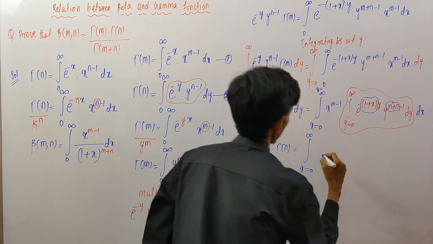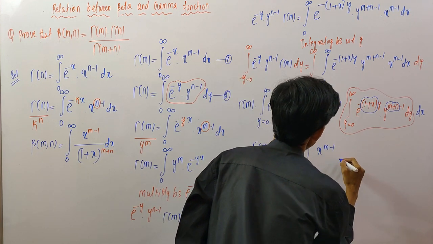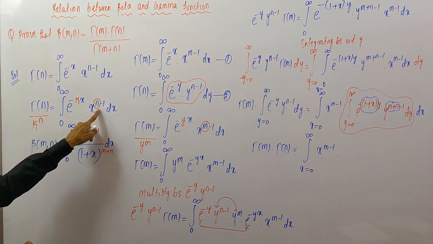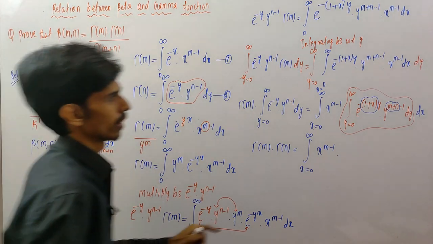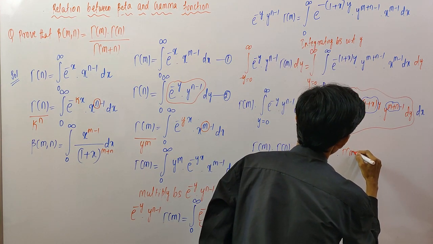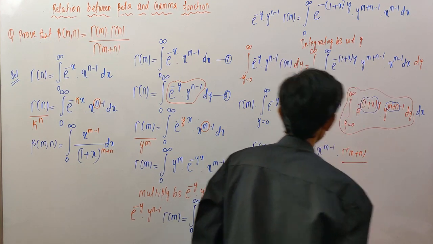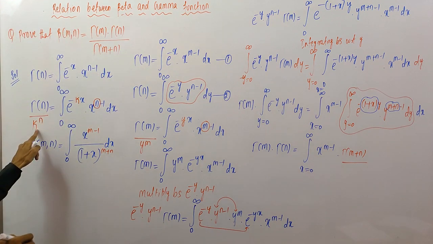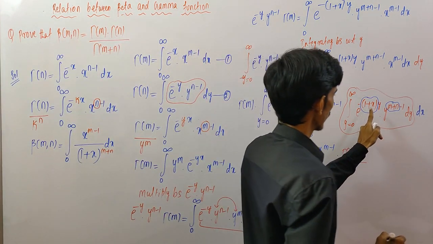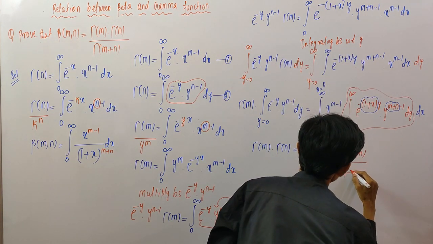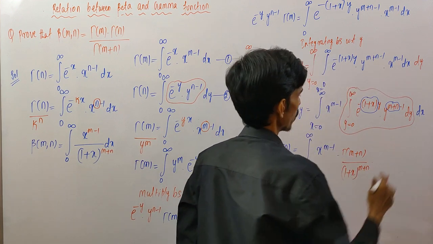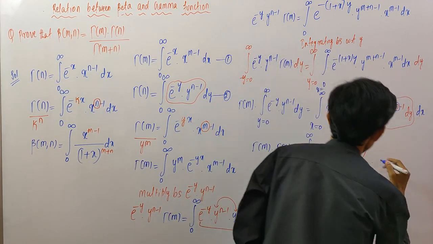is equals to integration x equal to 0 to infinite x power of m minus 1 into, now if n is there we will take gamma of n here. Here I have m plus n, so it will become gamma of m plus n upon k power of n, so here it will become (1 plus x) power of m plus n into dx.